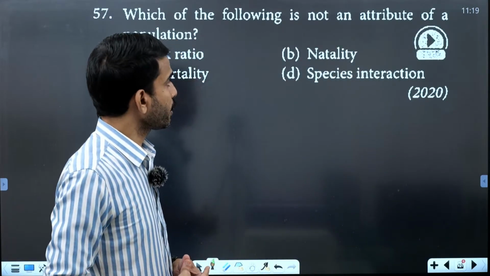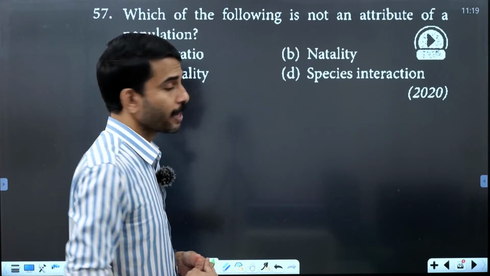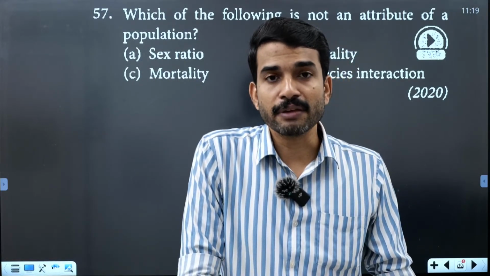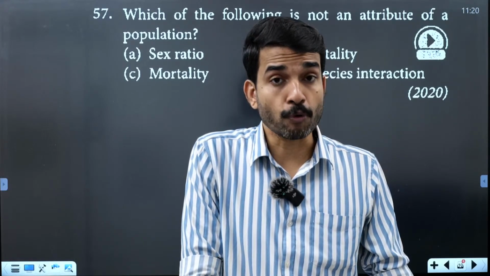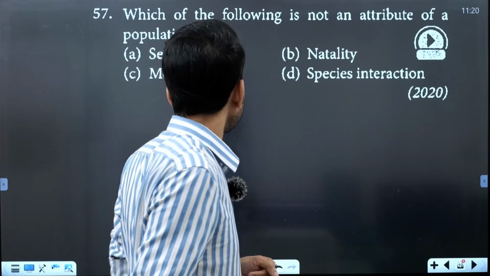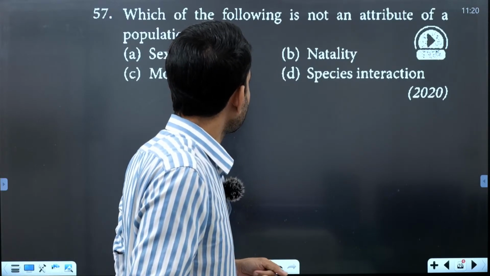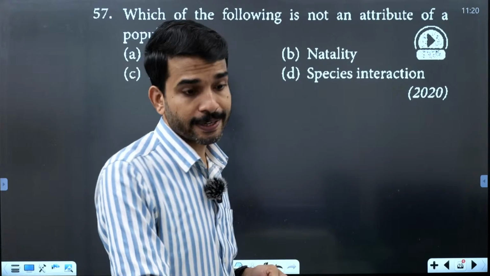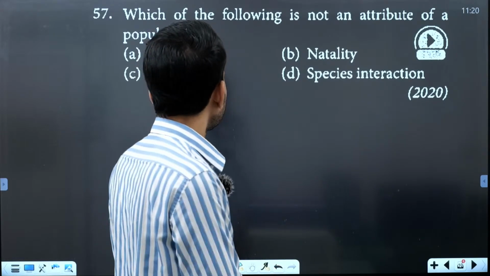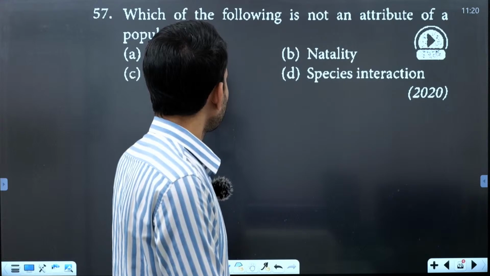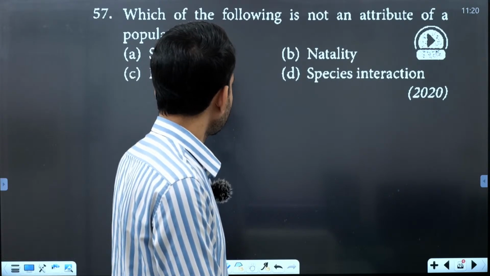Which of the following is not an attribute of population? Attribute in the sense some characteristic features, right? There are many features we attribute to a population. So which among the following is not an attribute here? Option A, sex ratio, B, natality, C, mortality, and D, species interaction. So which one? Sex ratio they have given, natality, mortality, and species interaction.